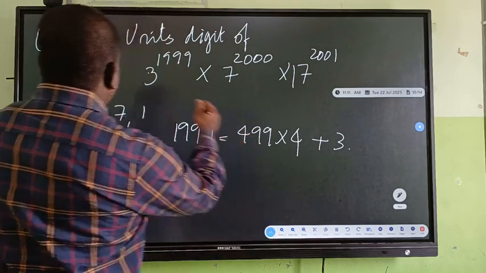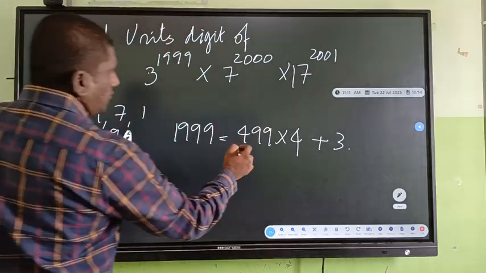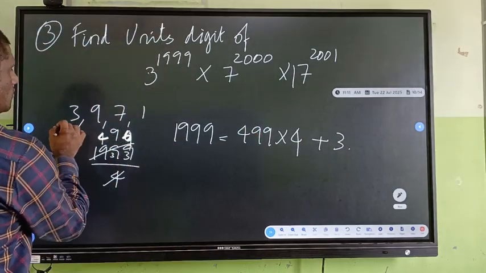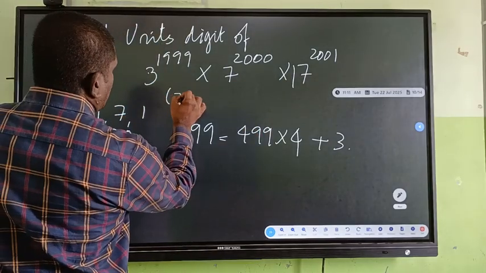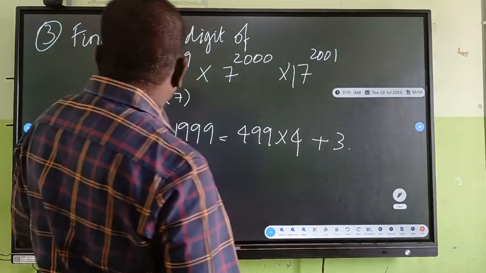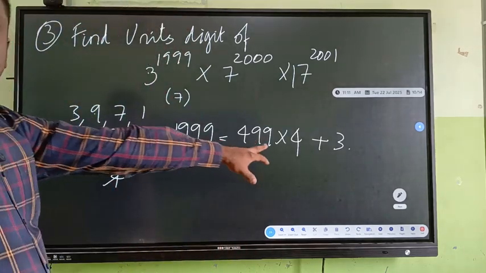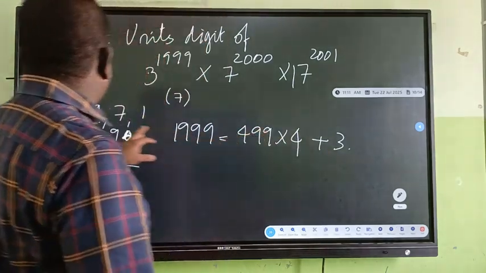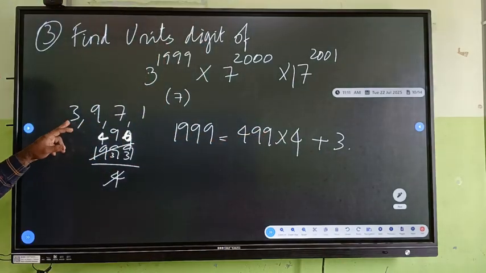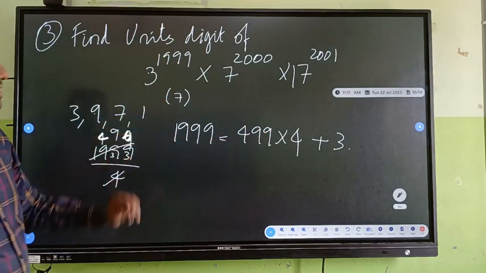So here the cyclicity is 4. So 499 into 4 is over. So 3 numbers remain: 1, 2, 3. The last digit of this will be 7. Understood? Because if you see the cyclicity, it is 4. So if I divide this number by 4, I am getting 3 as remainder. So if I get 3, I count 1, 2, 3. The last digit is 7.